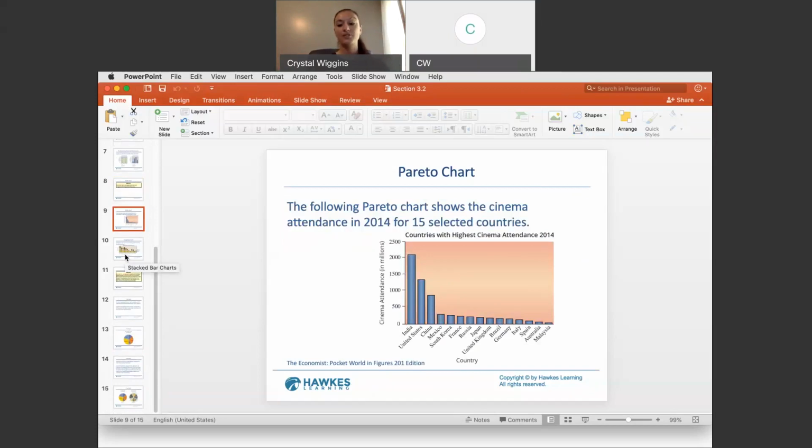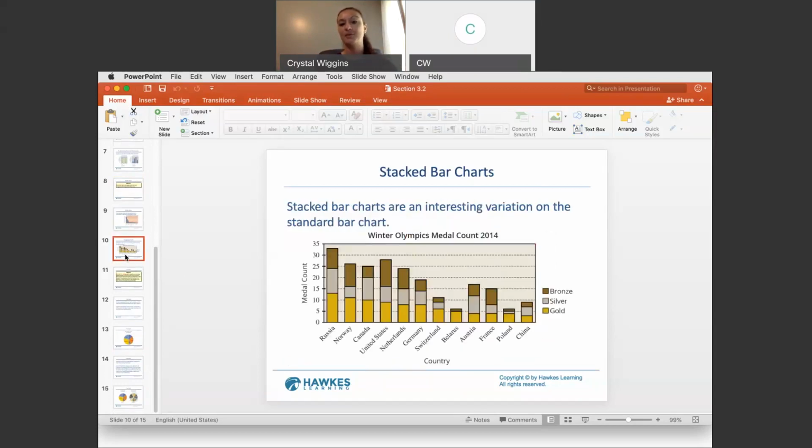Now, there are a bunch of different versions of bar charts. For example, there's something called a stacked bar chart.